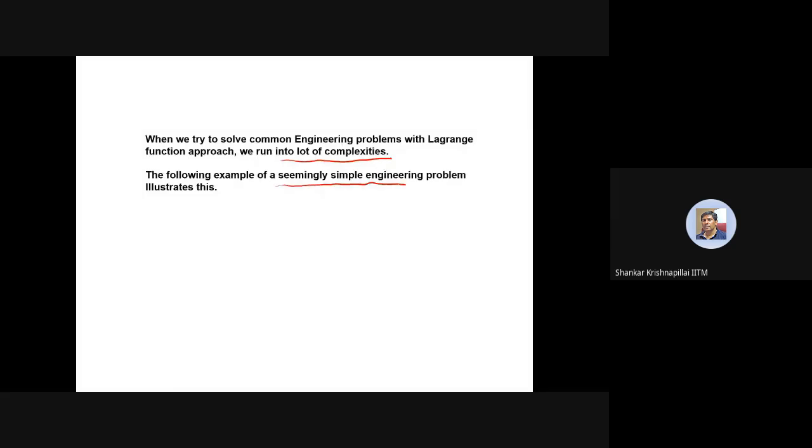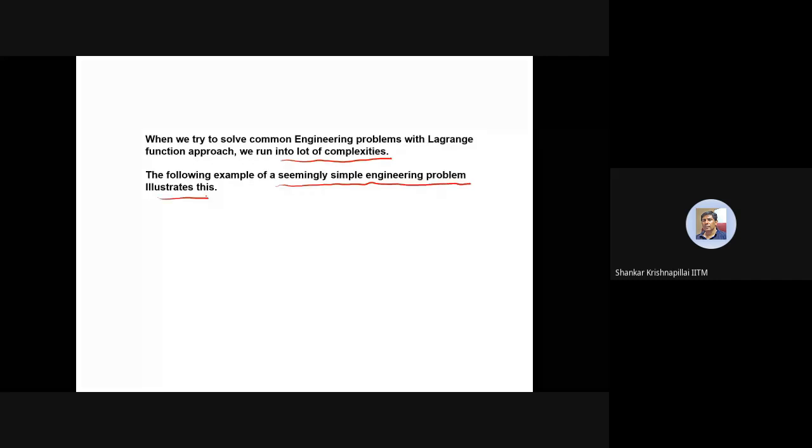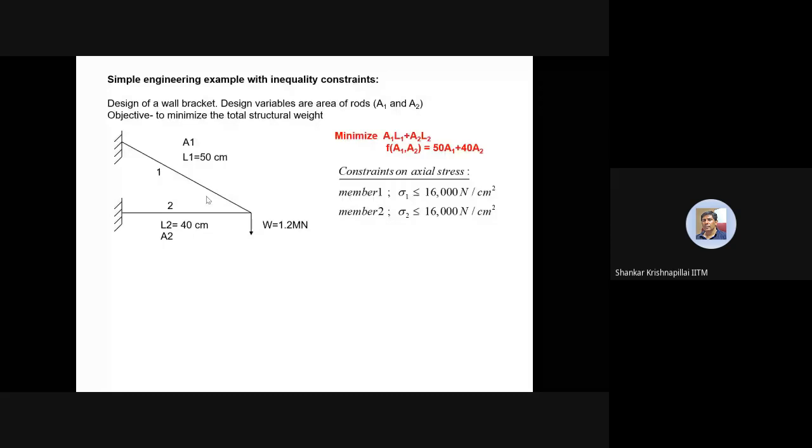Okay, so a simple engineering example with inequality constraint: design of a wall bracket. The design variables are the area of cross section of bar 1 and the area of cross section of bar 2. You have to minimize these areas so that the weight of the 2 bars is minimized. The length of the first bar is 50 centimeters and the length of the second bar is 40 centimeters. So the objective function is 50A1 plus 40A2.